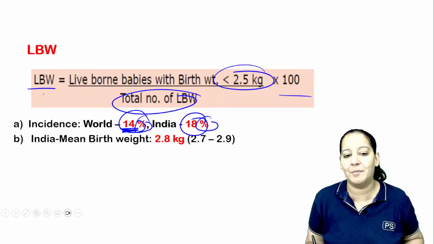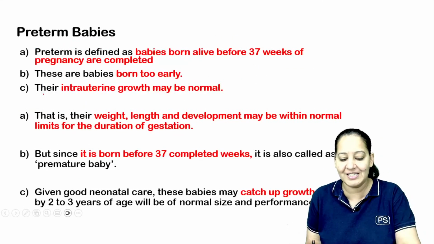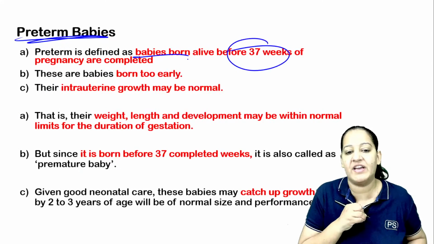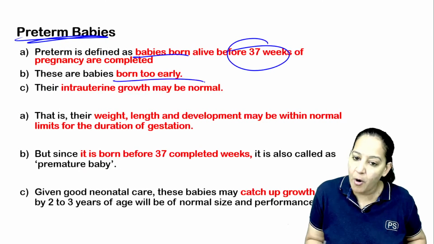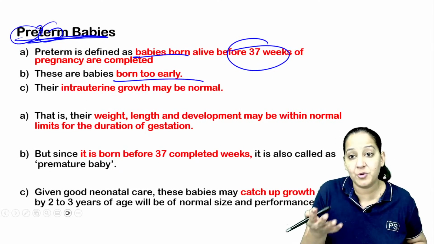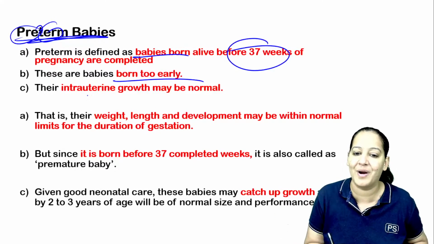These are the two types of LBW. So LBW are of two types. The same thing is explained to you. What are preterm? These are the babies who are born before 37 weeks of gestation. So they are born too early. That is the problem. That is preterm, premature, preterm. They are born too early. उनको बाहर आने की बहुत जल्दी है ना? So they are born too early.